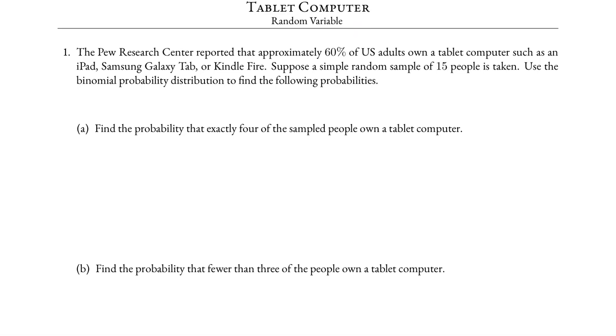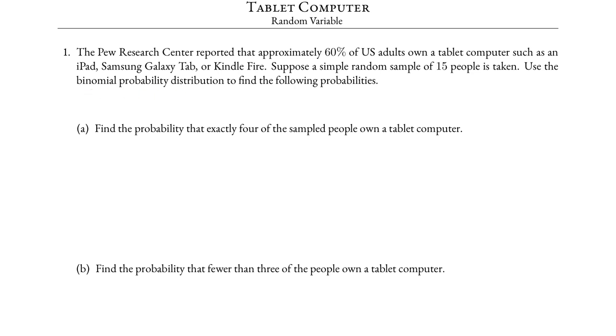Tablet computer. The Pew Research Center reported that approximately 60% of U.S. adults own a tablet computer such as an iPad, Samsung Galaxy Tab, or Kindle Fire. Suppose a simple random sample of 15 people is taken. Use the binomial probability distribution to find the following probabilities.